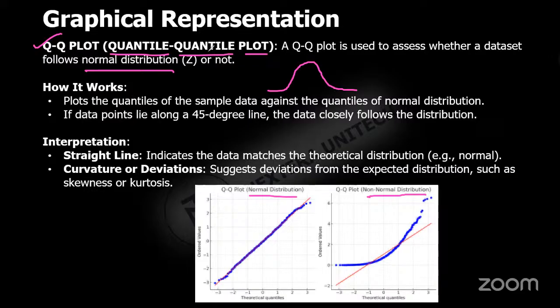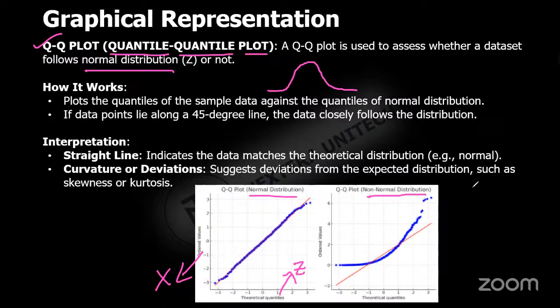Why it is named as QQ plot: on x-axis we take theoretical quantiles, which means Z values. On y-axis we take sample quantiles, nothing but the data. So that is why it is called quantile plot, QQ plot.